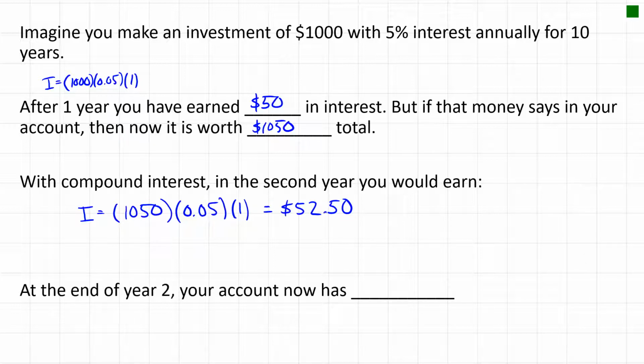And in the third year, you'd be beginning with $1,102.50. So at the end of year 2, your account now has $1,102.50. This is different than if you paid simple interest, compared to $1,100 for simple interest.